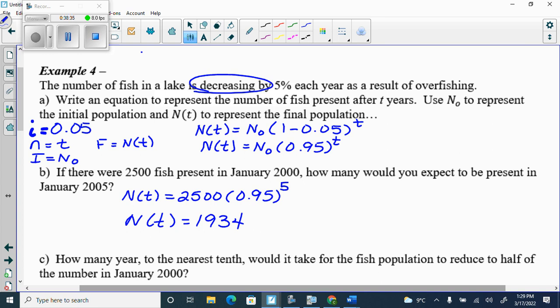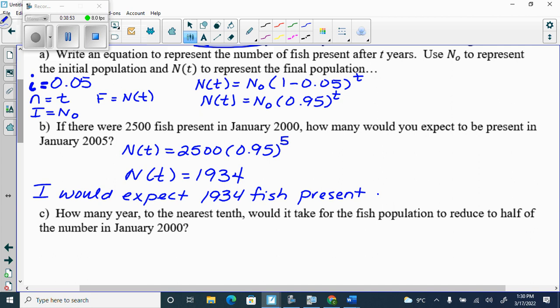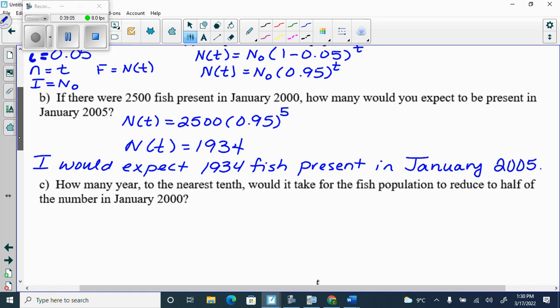So here it says if there were 2,500 fish present in January 2000, how many would you expect in January 2005? I would expect 1,934 fish present in January 2005. Then it says how many years, should say an S, to the nearest tenth would it take for the fish population to reduce to half that there was in 2000? So there's 2,500 initially. That would get me 1,250.